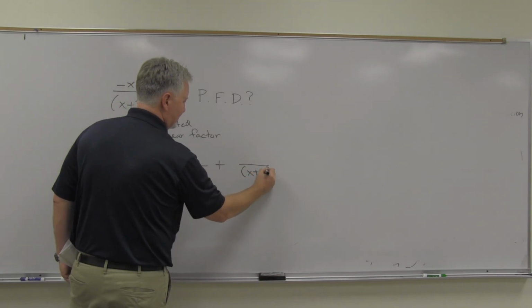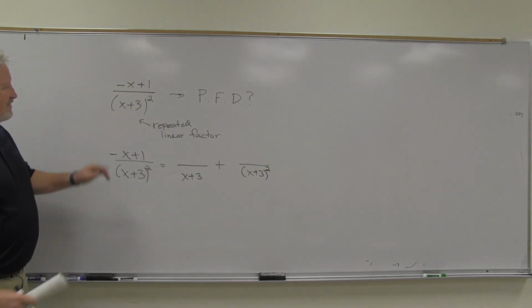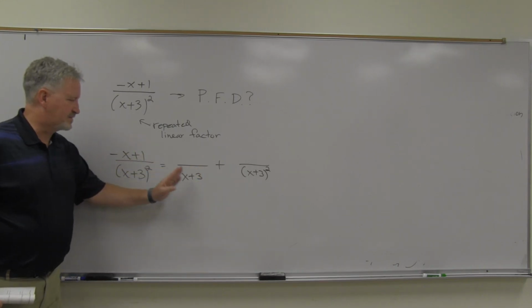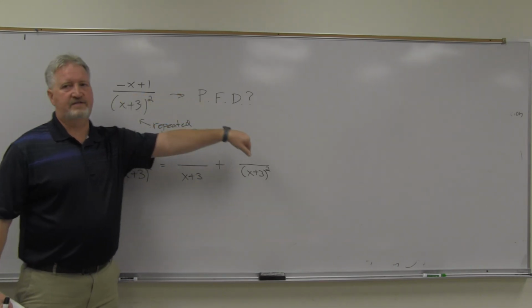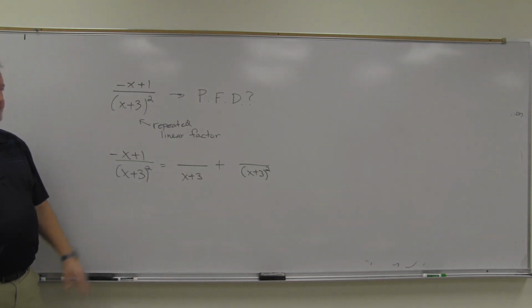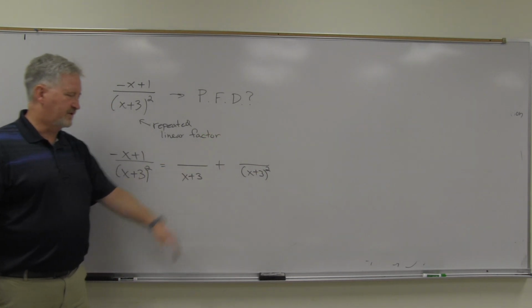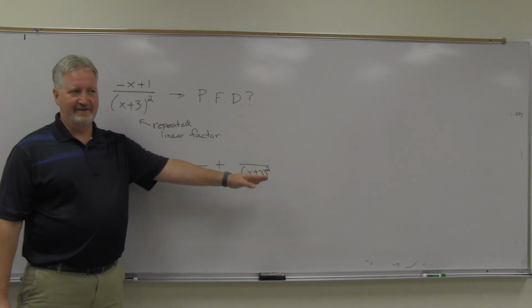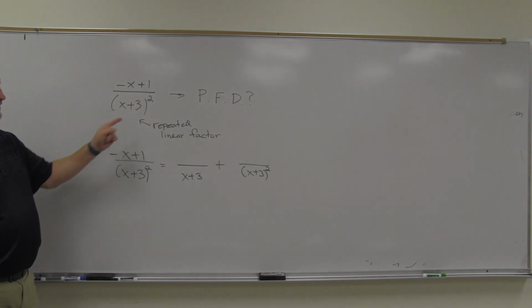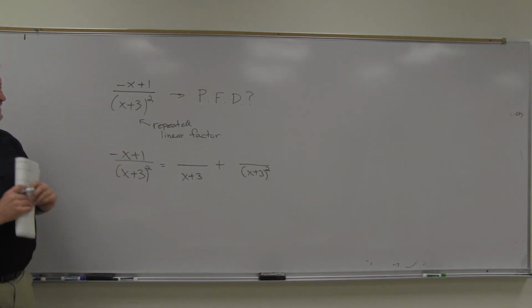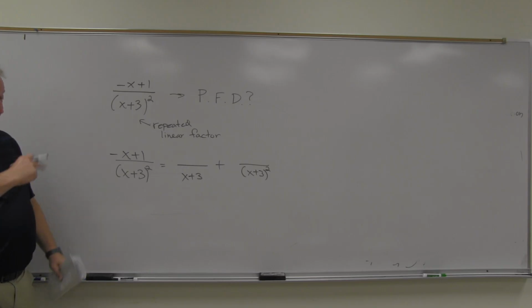See the difference there? So if you have a repeated linear factor, that's going to give me 2 terms, but one of them is x plus 3, the other one is x plus 3 squared. Okay? Instead of x plus 3 twice, that would give me no good. It's got to be x plus 3, and then the other one is x plus 3 squared. We'll do another one on it. But this one, that's the 2.